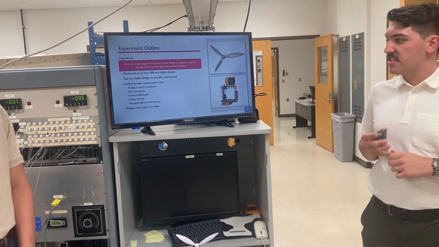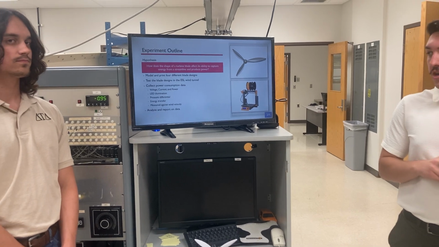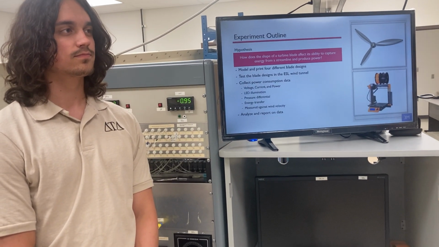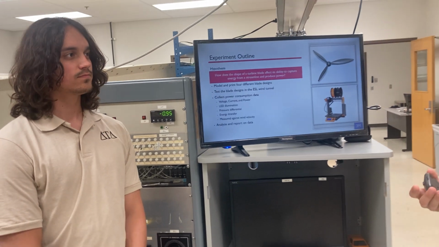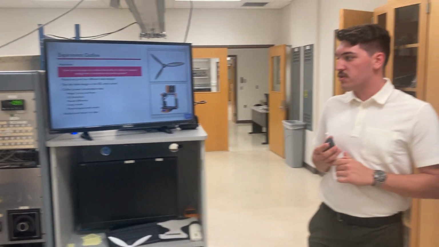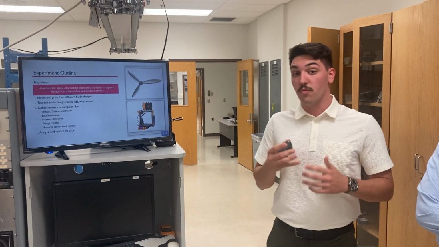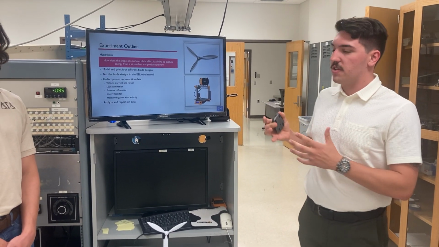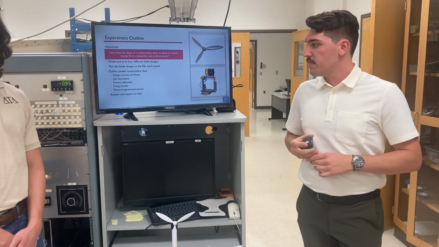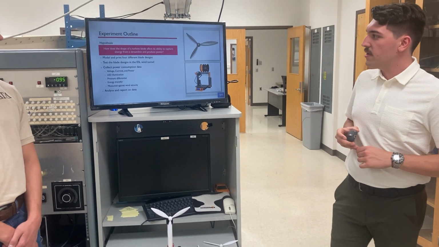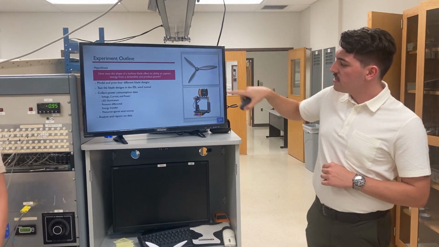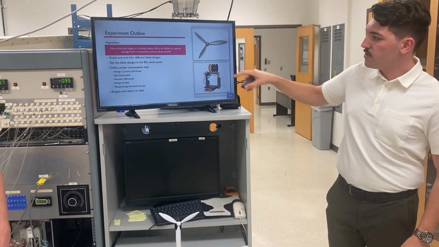We're going to collect power consumption data to get our voltage, our current, our LED illumination, the pressure differential, our energy transfer from the airstream to our turbine, as well as measured against wind velocity. We're going to be testing at different wind velocities. That's going to get us how our turbines themselves can harness energy from the airstream. And then we're going to analyze and report the data. Here you can see a Fusion 360 CAD render of one of our turbine blades, and here is the printer we used.